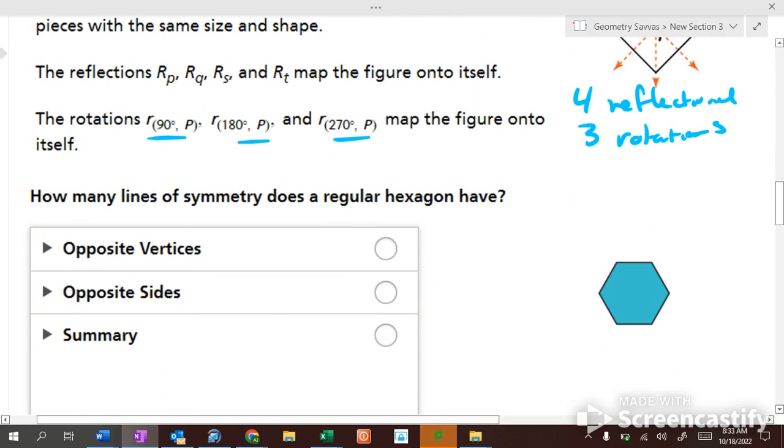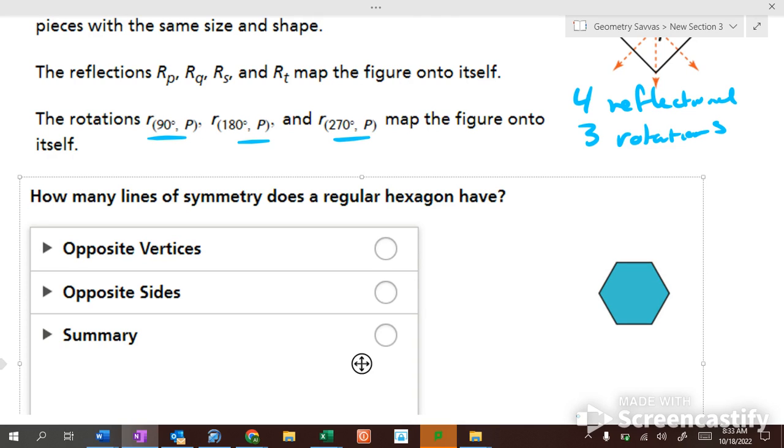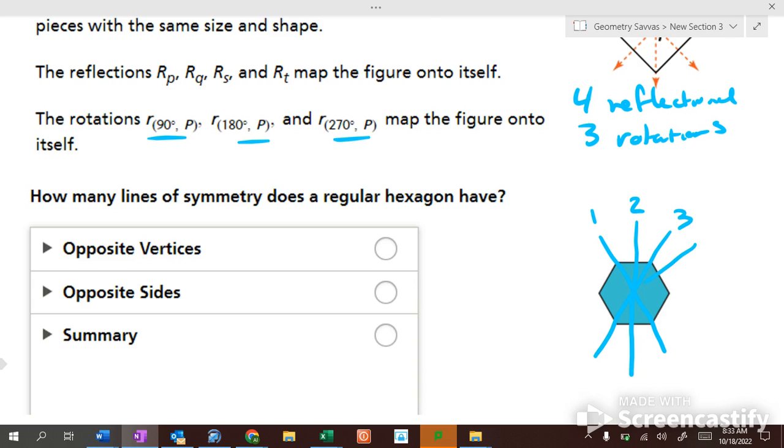So a hexagon. How many lines of symmetry will a hexagon have if it has 6 sides? 6, according to Jenny. I bet Jenny's right. 1. Then you go through the middle because it's an even number of sides. 2, 3, 4, 5, 6 lines of symmetry. Okay?